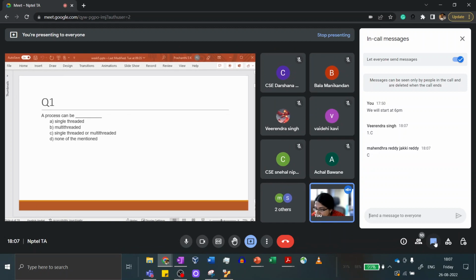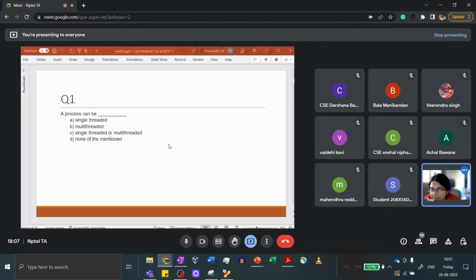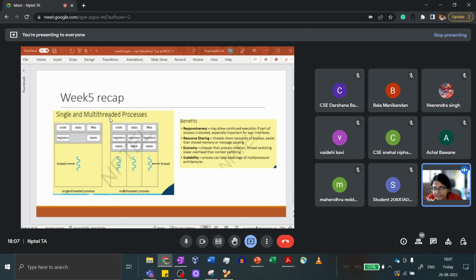Okay, everyone thinks it's C. Let's move forward then. Let's see what's the answer. So the answer is C, single threaded or multi-threaded. And let's take a quick recap of single and multi-threaded processes at this point.